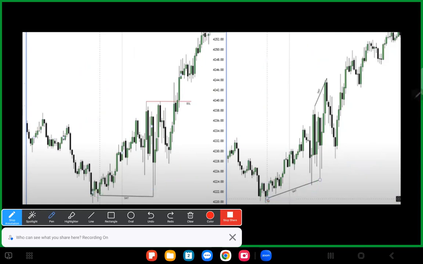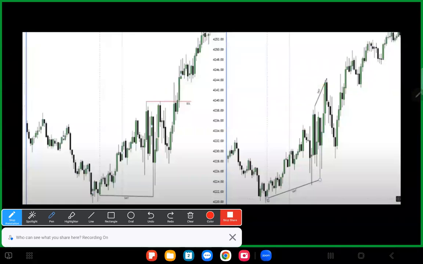Now, there's also this other example of SMT as well. Notice how this high is higher than that high, but on NASDAQ, this high fails to take out this high. So that's also SMT. And then we see that price changes its state of delivery and then transitions to going lower on both of these asset classes. So yeah, that's pretty much what SMT is.